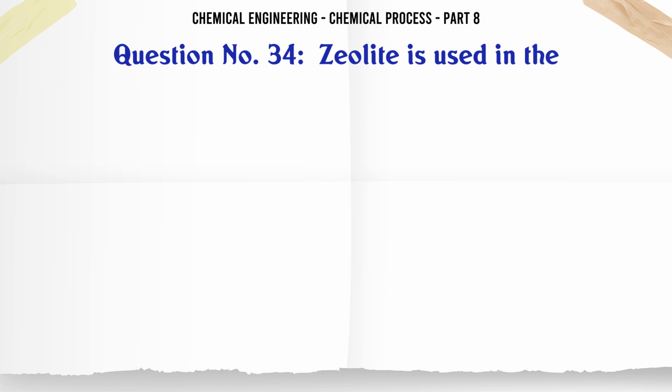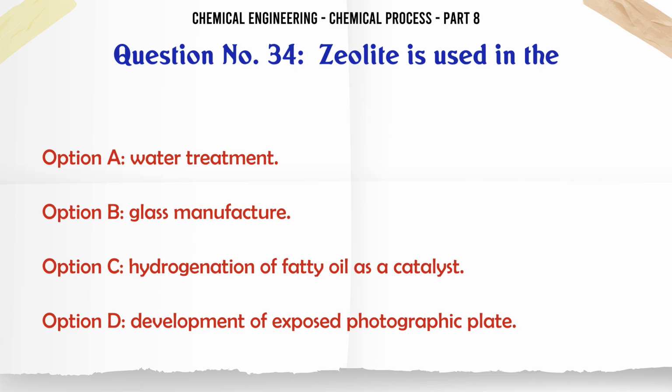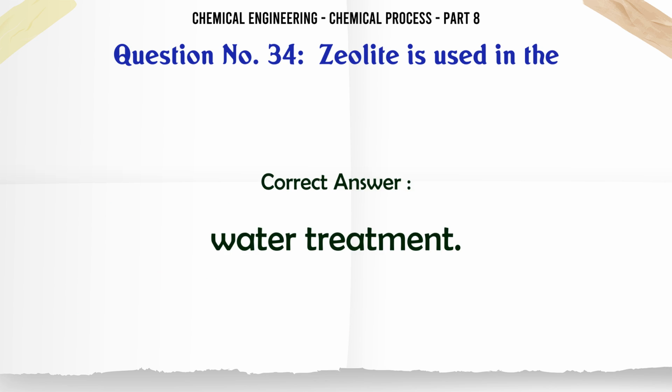Zeolite is used in the A. Water treatment. B. Glass manufacture. C. Hydrogenation of fatty oil as a catalyst. D. Development of exposed photographic plate. The correct answer is water treatment.